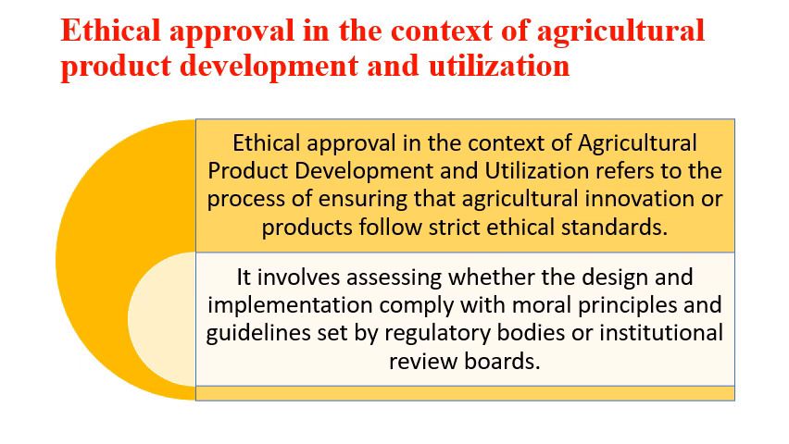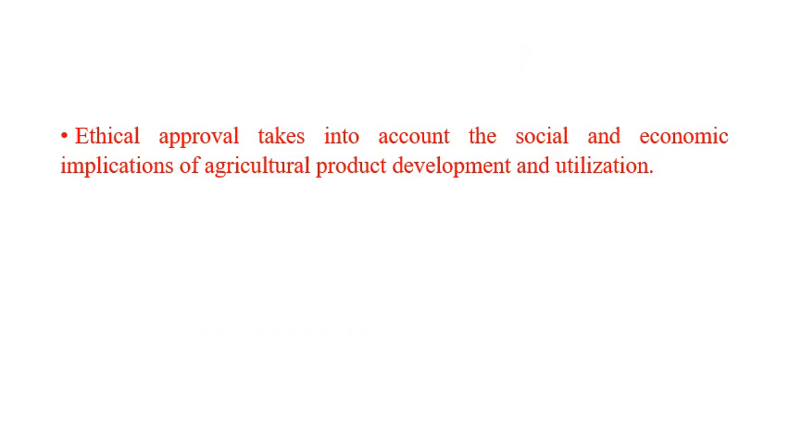Ethical approval in the context of agricultural product development and utilization. In this context, ethical approval refers to the process of ensuring that agricultural innovation or products follow strict ethical standards. It involves assessing whether the design and implementation comply with moral principles and guidelines that are set by regulatory bodies or institutional review boards. And the ethical approval takes into account the social and economic implications of agricultural product development and utilization.